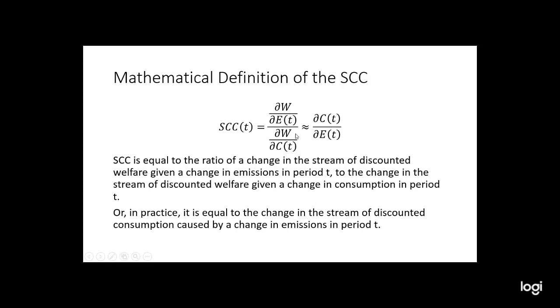So in words, the social cost of carbon is equal to the ratio of the change in the stream of discounted welfare given a change in emissions in period t to the change in the stream of discounted welfare given a change in consumption in period t, or in practice, it is equal to the change in the stream of discounted consumption caused by a change in emissions in period t. So this is the change in the stream of discounted consumption. All the consumption in all the time periods going forward, discounted back to the present period. How is that affected by a marginal change in emissions today?